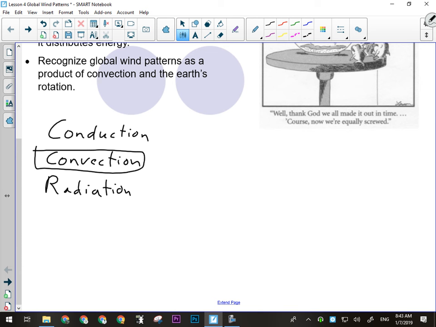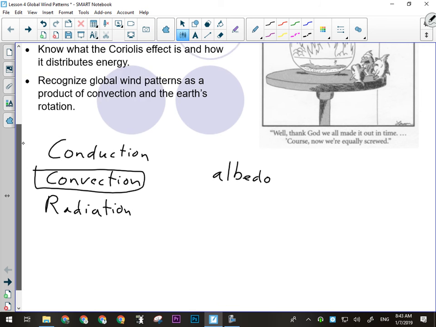A couple other things we talked about in regard to this. We talked about albedo, which is also going to be part of what we talk about today. Albedo is the reflectivity of the Earth's surface. A high albedo means it's very highly reflective. A low albedo means it's very absorbing, and can absorb a lot of the energy from the sun. Is that ringing a bell for everybody from before Christmas? All right, so that's a quick review of the things we had talked about there.